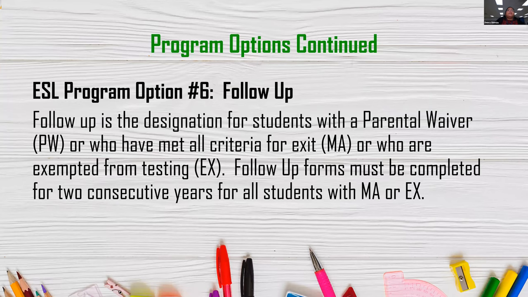Moving on, program option six is the follow-up. As part of this, we have the designation for students with the PW or parental waiver, or who have met all criteria for exit, ME, or who are exempted from testing. Now, follow-up forms must be completed for two consecutive years for all students with ME or the exempt. And as far as exiting as well, we need to ensure that the continual follow-up is there for at least 2 years and all criteria have been met before that is done.